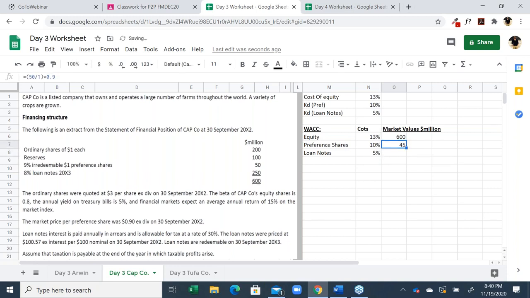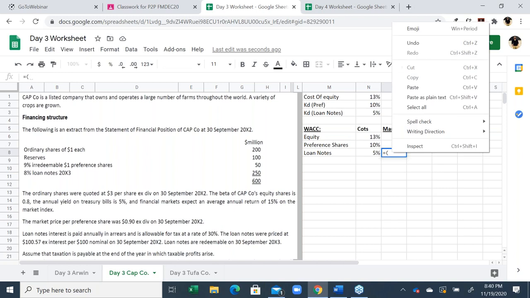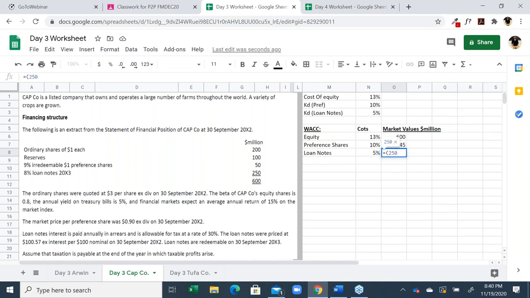And then for the loan notes, again, we have to pick the total value from the balance sheet, which is 250. And usually the loan note will have a par value of 100. Usually it will be 100. So let's divide it by 100. And the market value of this loan note is 100.57.